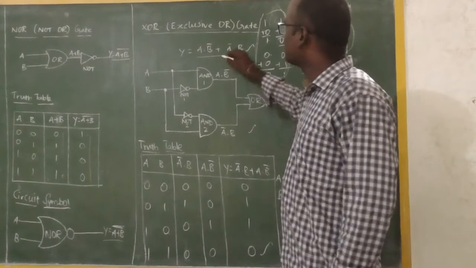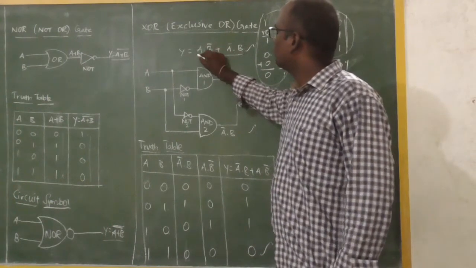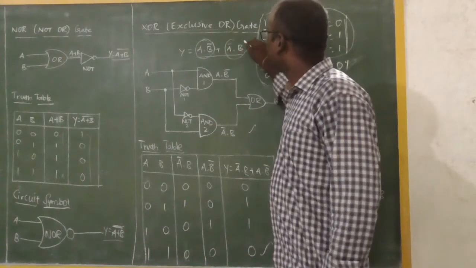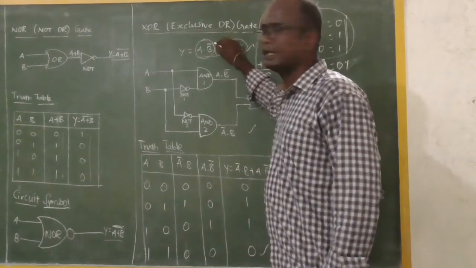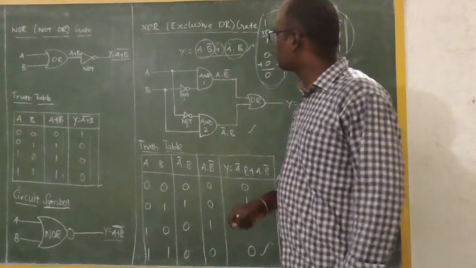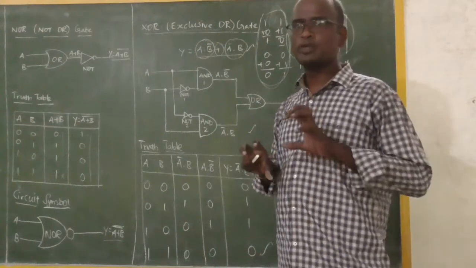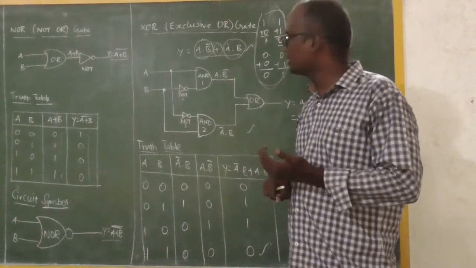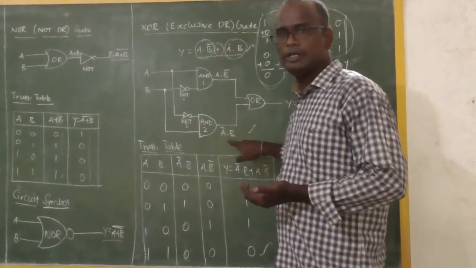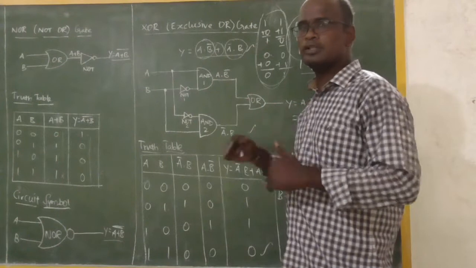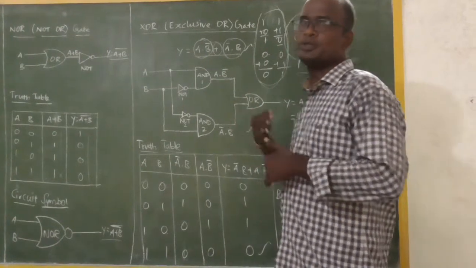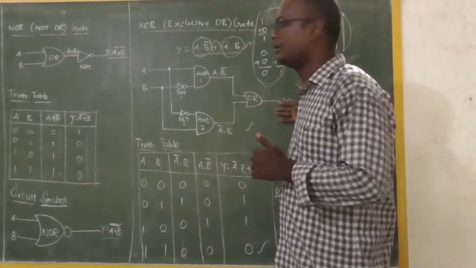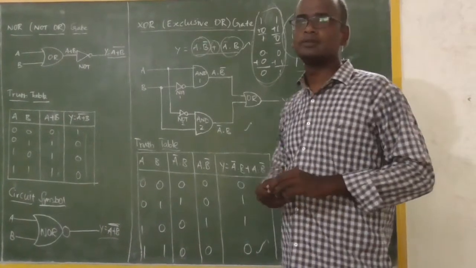XOR is a combination of one AND gate, another AND gate, and an OR gate. That is, there are two AND gates which produce A dot B bar as one result and A bar dot B as another result. Both results are combined and given to the input of an OR gate.